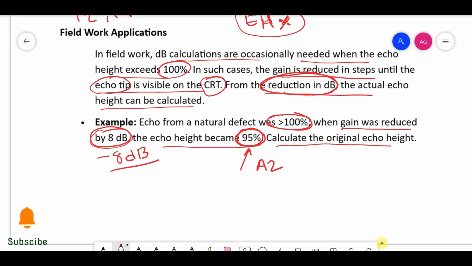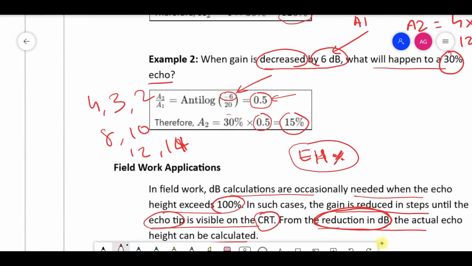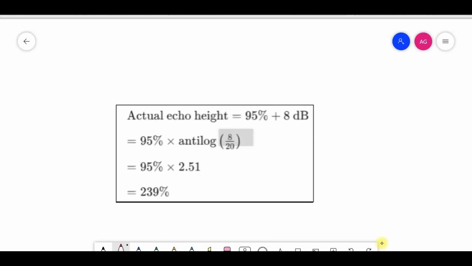The value is minus 8 dB, meaning minus 8 dB is relative to the height of the original echo, that is, A1. Okay, you have to find out how much this is. You can find it in the way I have told above, or this is actually required. This is also a solution. You can find it in this way also. It is the same, but written in a slightly different way.